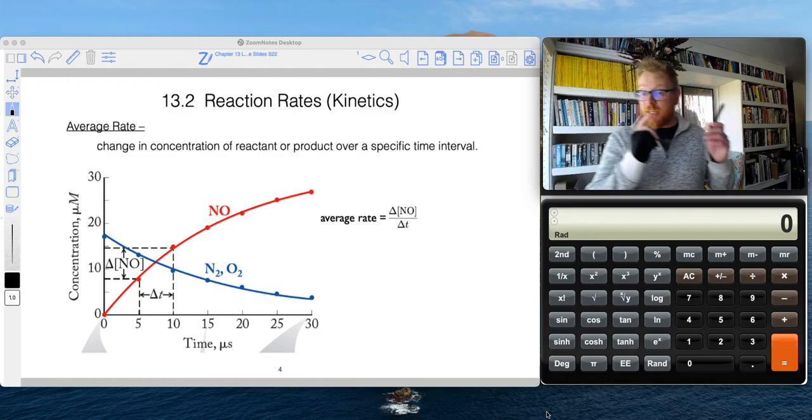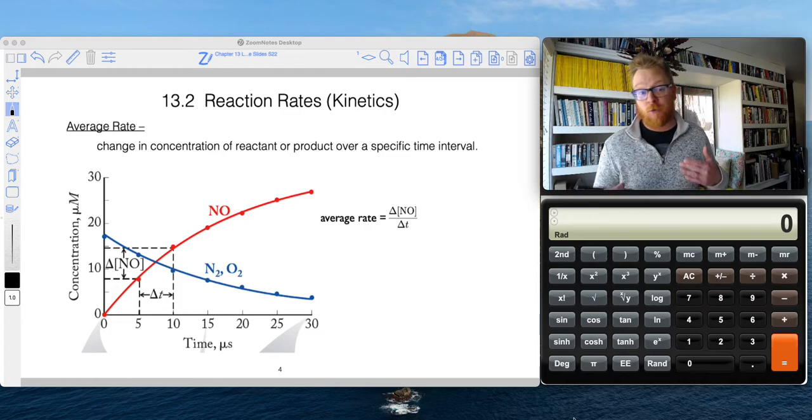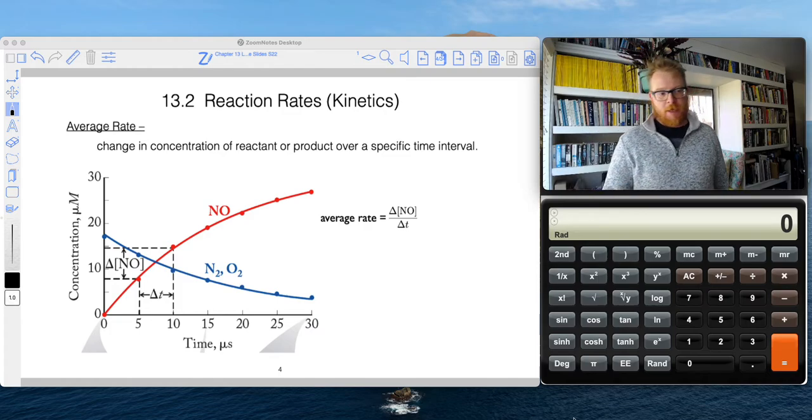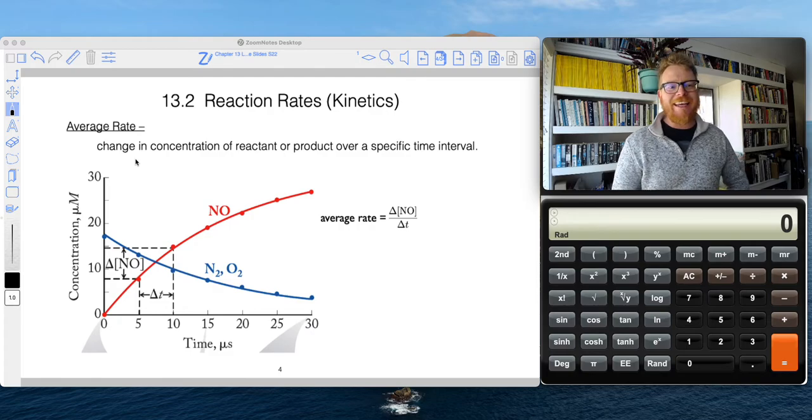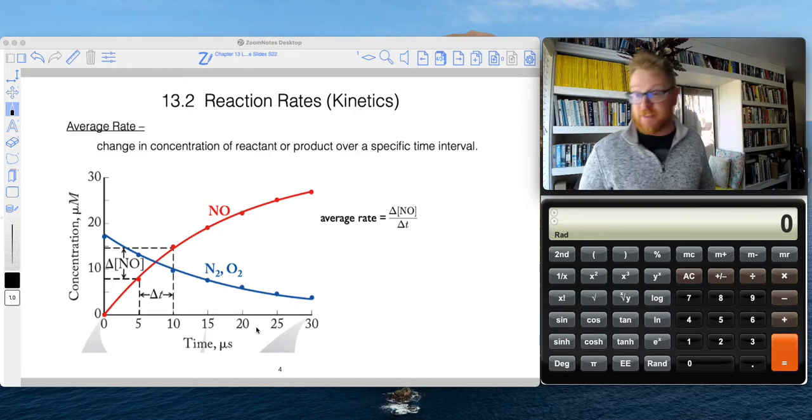Okay, continuing along. So there are several different ways that we can think about our reaction rates. And so I'm going to talk about all three of those here briefly. So one is the average rate, which is the change in concentration of reactant or product over a specific time interval. So I showed you this picture before already, but now let's dissect this a little bit more.